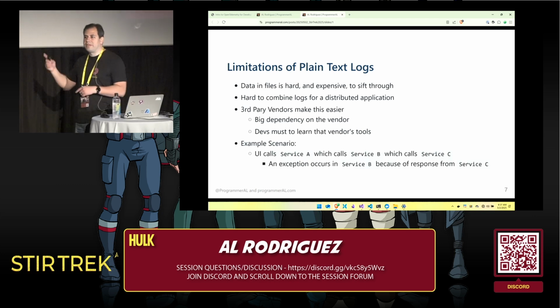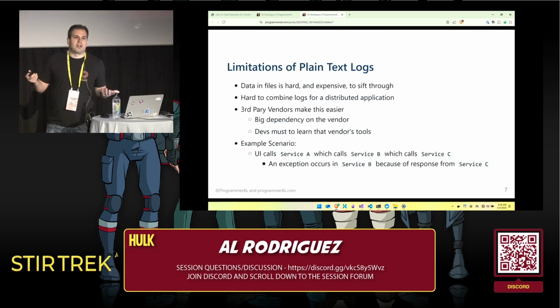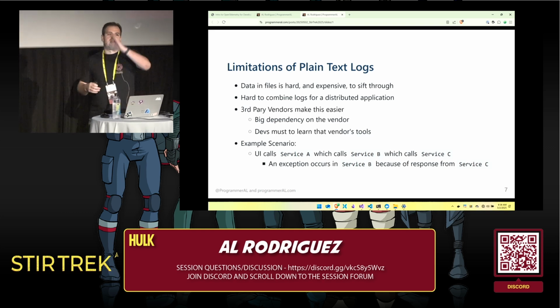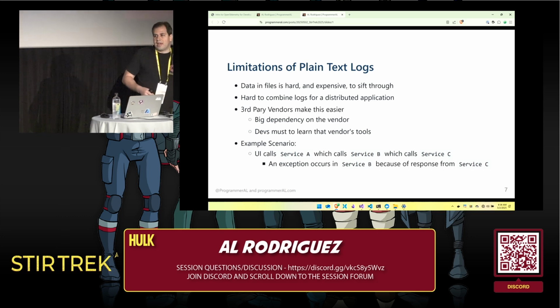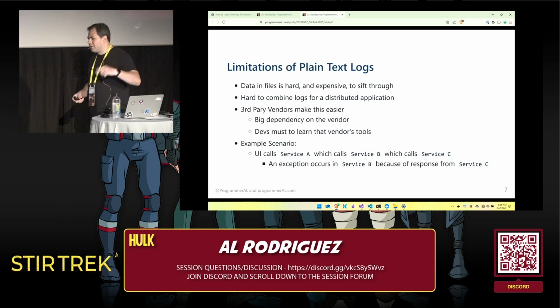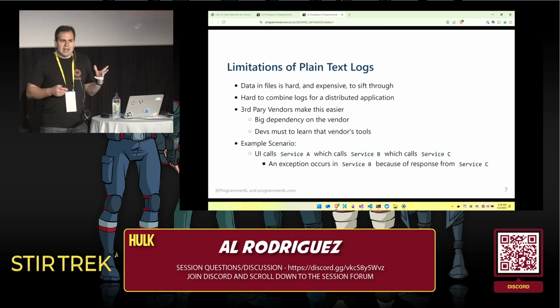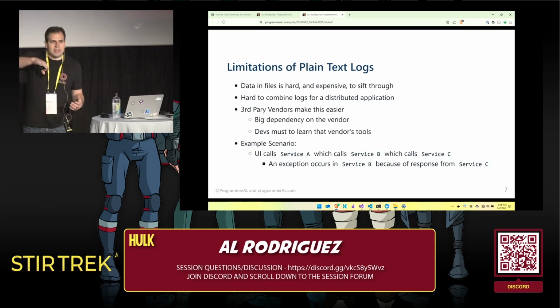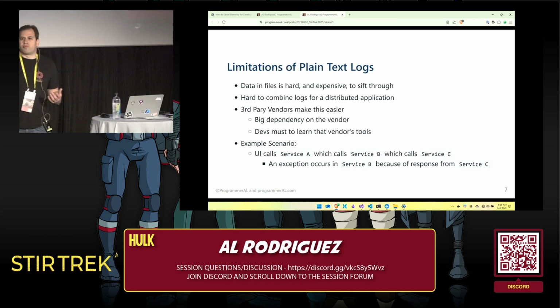So I want you to think about this scenario, and I've kind of already touched on it, but just think of a scenario where you have a UI that's going to make an HTTP request, and it's going to call service A, which then calls service B, and then it calls service C. And then service C is going to return some data that's not as expected, and as a result, service B, right in the center, is going to throw an exception.